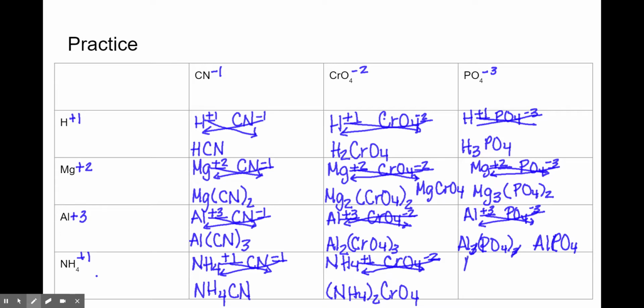Last example, NH4, charge is +1. And then we have PO4, whose charge is -3. Cross those down. I have 3 of the NH4. Now, NH4 is all together, so I need to show that by parentheses, and I need to show that there are 3 of this whole thing. So I put parentheses and then a 3. Then I have 1 of this whole thing of the phosphate, so it's just PO4.